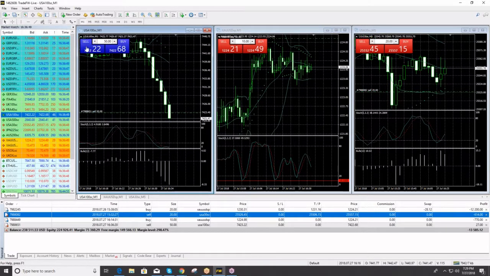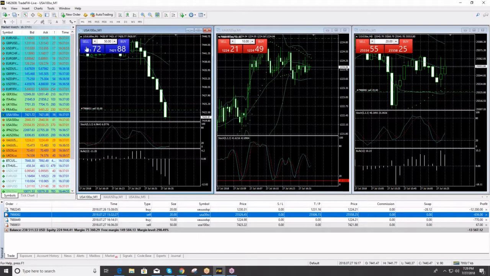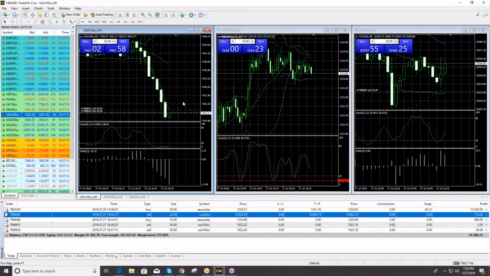Gold and Dow Jones, they are not clearly moving, while USA 100 gave us a clear direction and we follow this direction. We enter the market and we get some profit out of it, while USA 30, Dow Jones and gold are just playing some games with us.